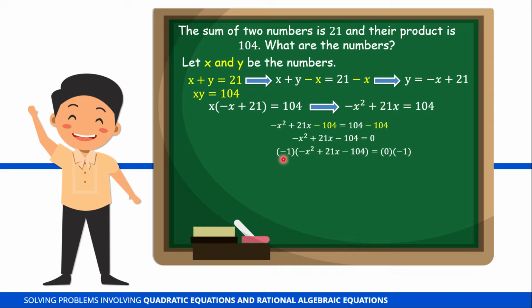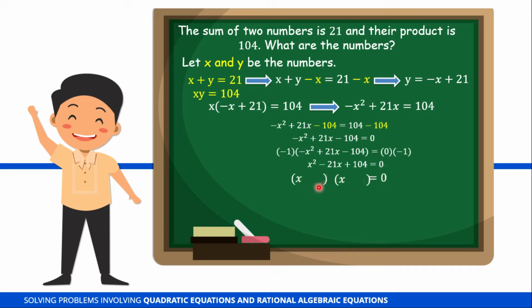Mag-multiply tayo both sides ng negative 1 para maging positive yung ating quadratic term. So, negative 1 times negative x squared, that's positive x squared. Negative 1 times positive 21x, that's negative 21x. And negative 1 times negative 104, that's positive 104, is equal to 0 times negative 1, that is 0. Okay, positive na ang ating quadratic term. Maaari na nating isolve ang ating quadratic equation na nasa standard form na by factoring.